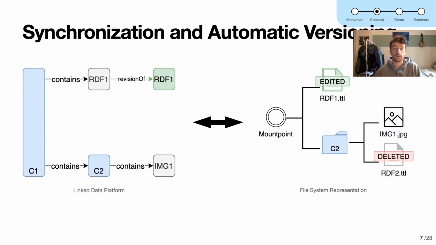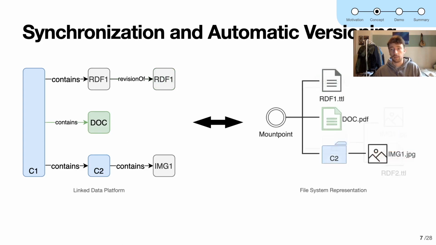On the other hand, there are change notifications for changes that occur on the LDP side. If there's a new resource in the LDP, this is detected, notified to factFUSE, and applied to the file system representation. This functionality makes the drag and drop integration of new arbitrary data into existing LDP graphs very easy. Also, in addition to the containment and revision relationships, factFUSE has since been extended to automatically collect various other provenance metadata.